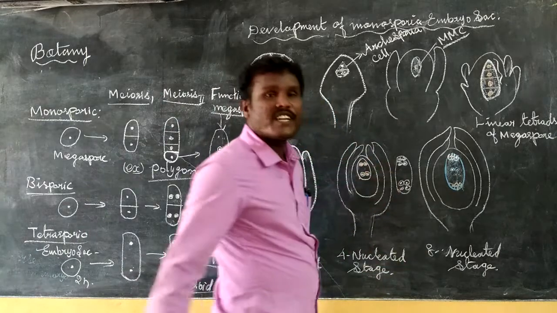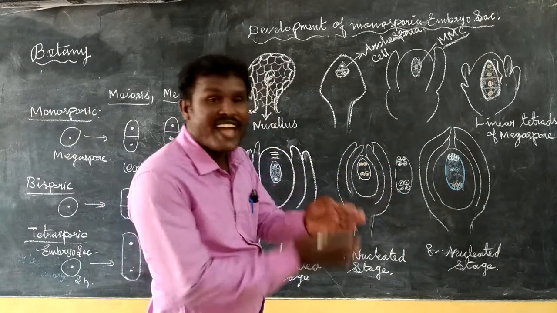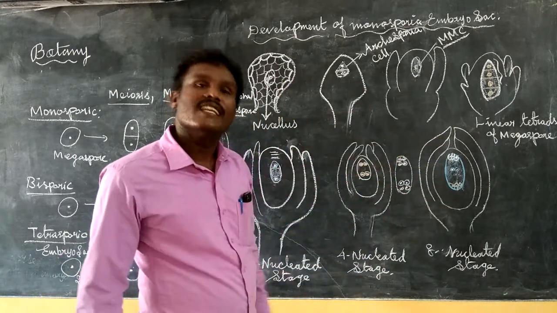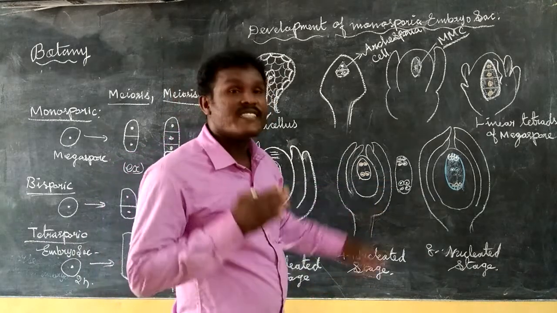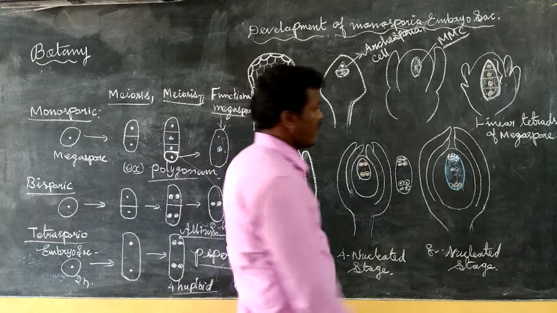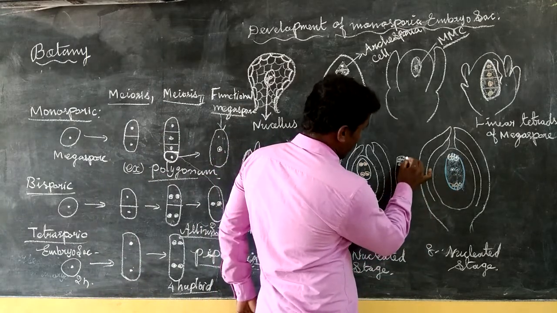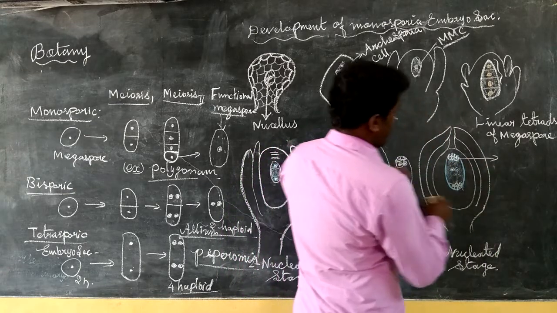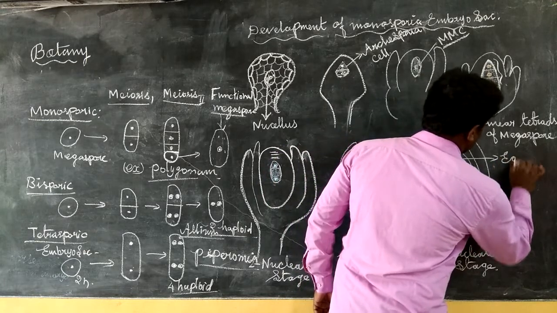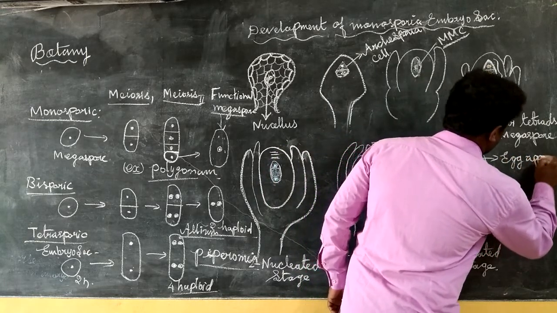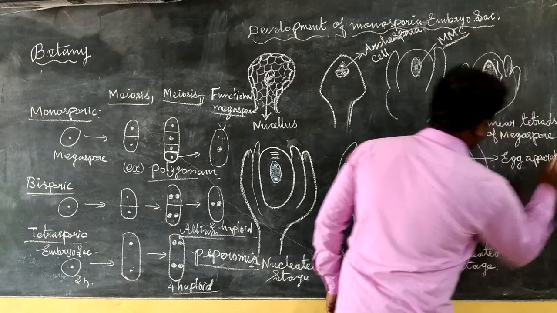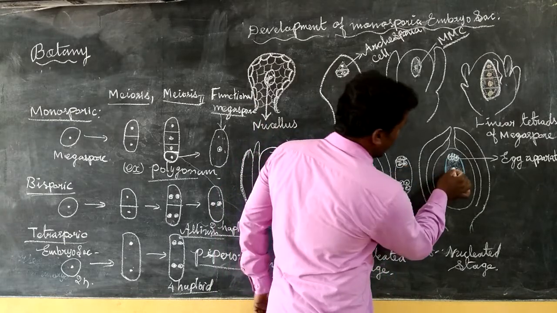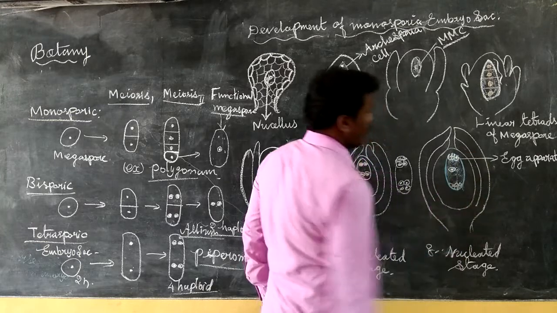Okay. At the last division of the mitotic stage, the embryo sac starts to elongate towards the micropyle and chalaza. After that, what happened? The cell wall is developed. So the upper three cells act as the egg apparatus. And this is the upper polar nucleus. This upper polar nucleus is brought to the center of the embryo sac.